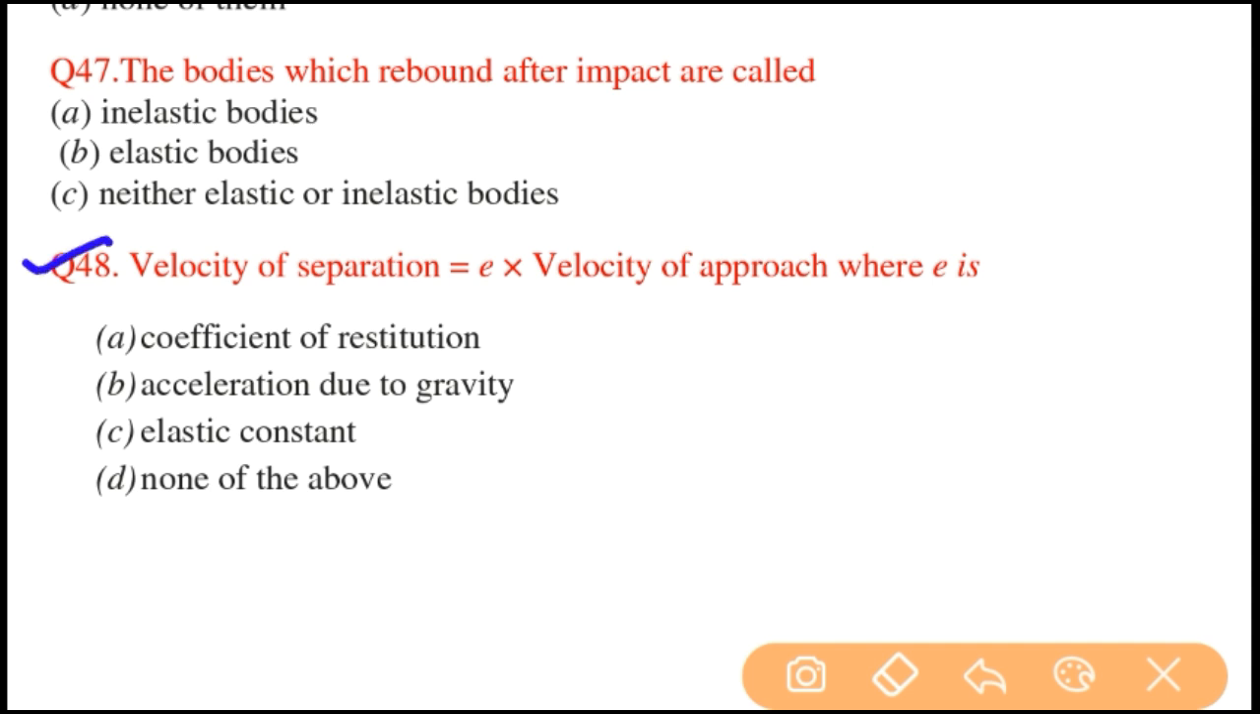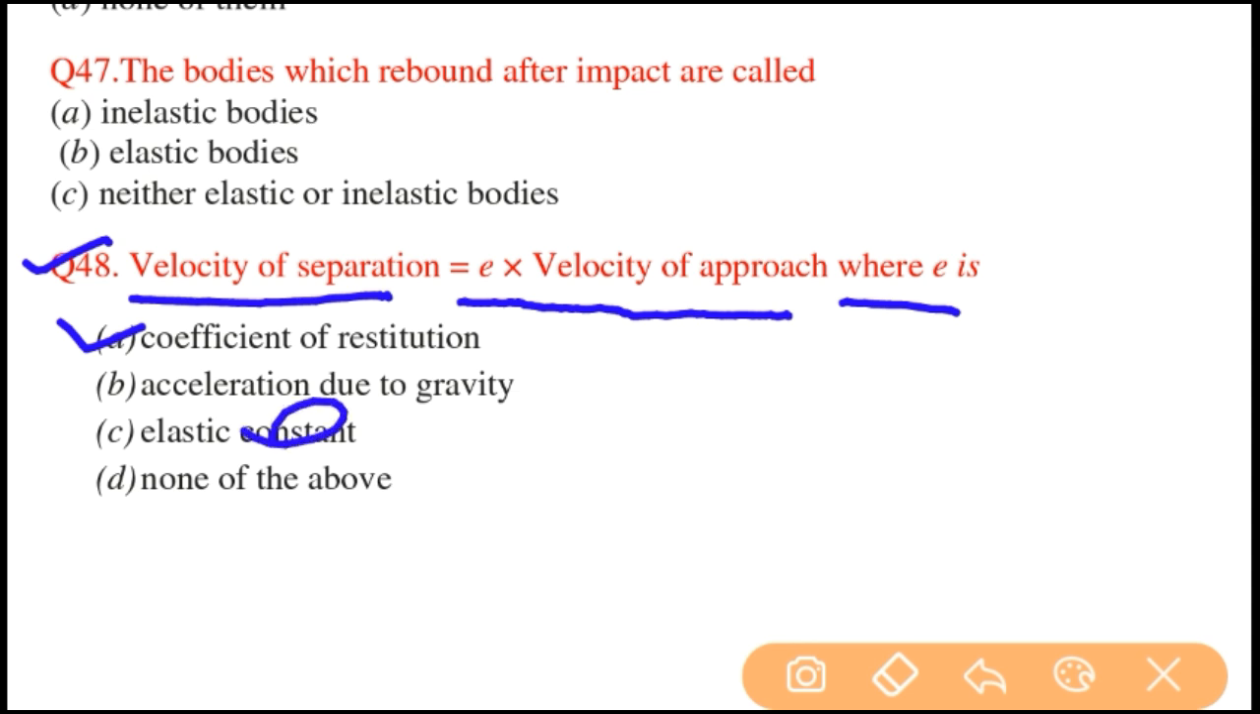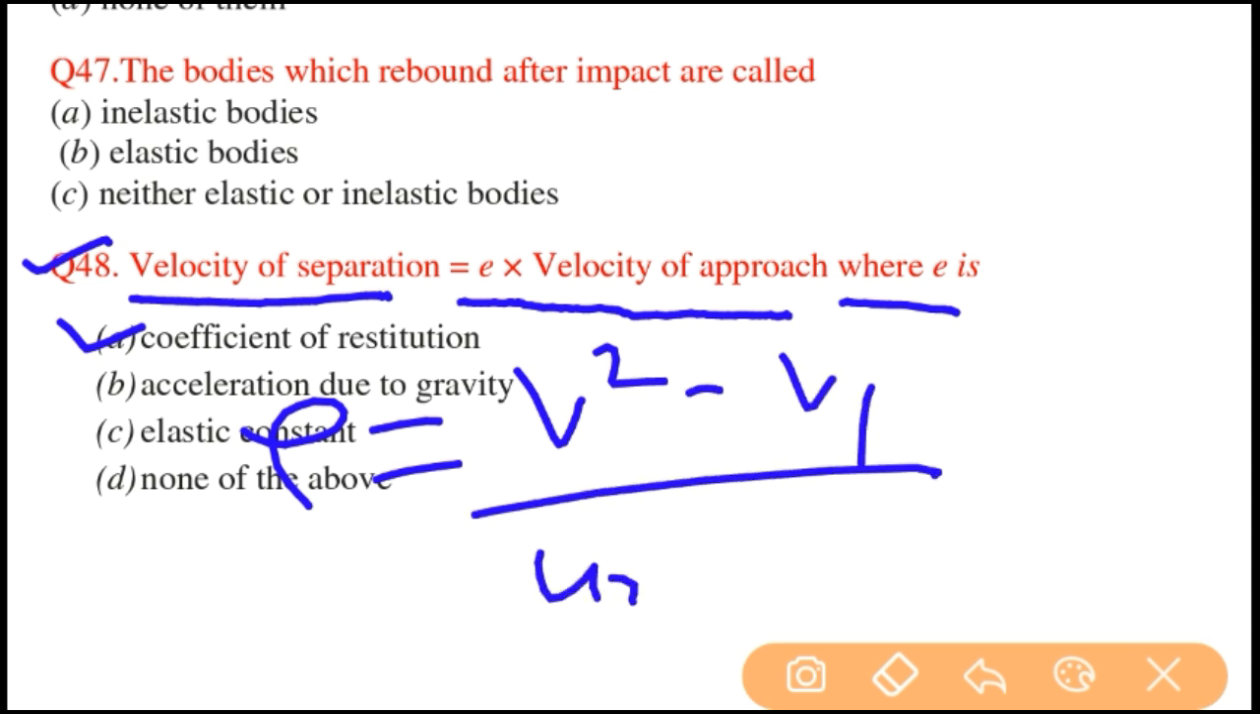In the next question, velocity of separation equal to E into velocity of approach, where E is the coefficient of restitution. Option A will be the correct answer. So the coefficient of restitution E is given by V2 minus V1 divided by U2 minus U1.